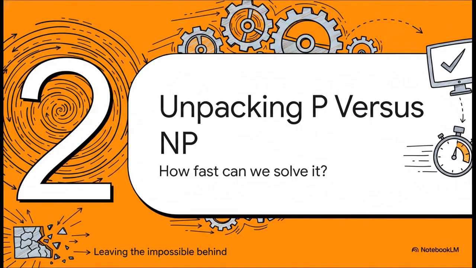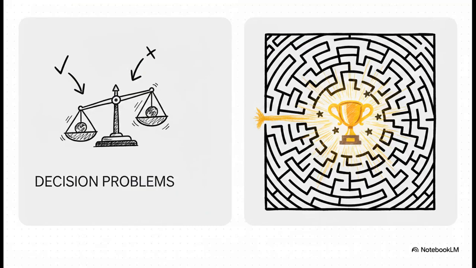Moving right along to section 2, unpacking P versus NP. So, leaving the impossible behind, we are now safely in the realm of decidable problems, stuff computers can actually solve. But the question shifts from can we solve it to how fast can we solve it? To understand this complexity, computer scientists focus on a very specific format. Consider the difference between decision problems and optimization problems.